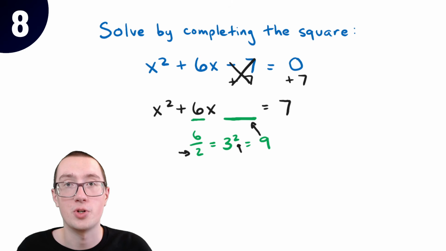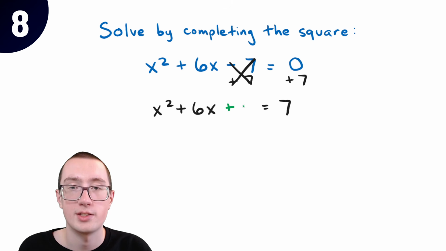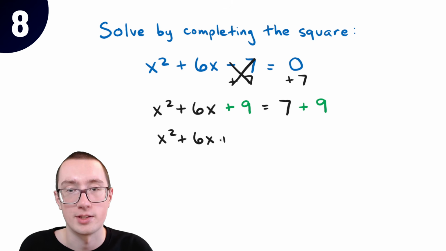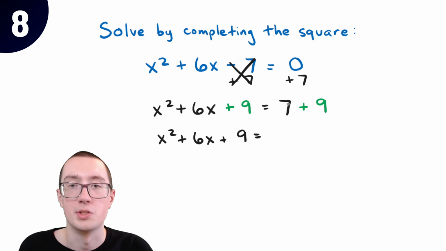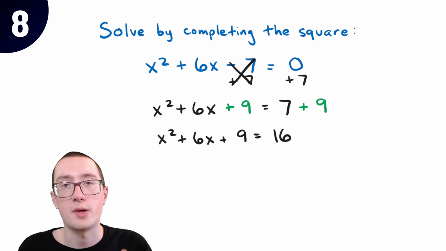But remember that in algebra, you have to do everything to both sides of the equation. So because I'm adding plus 9 into this side of the equation, I also have to add plus 9 to this side of the equation. And that's going to give us x squared plus 6x plus 9 is equal to 7 plus 9, which is 16.